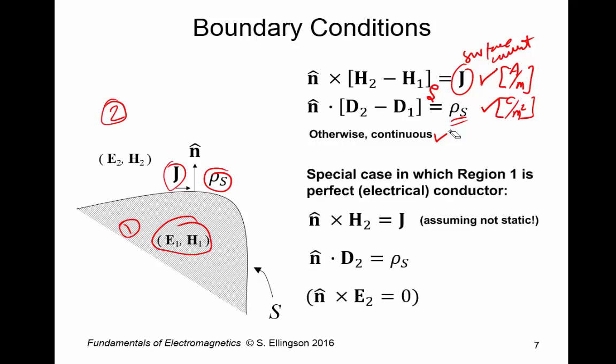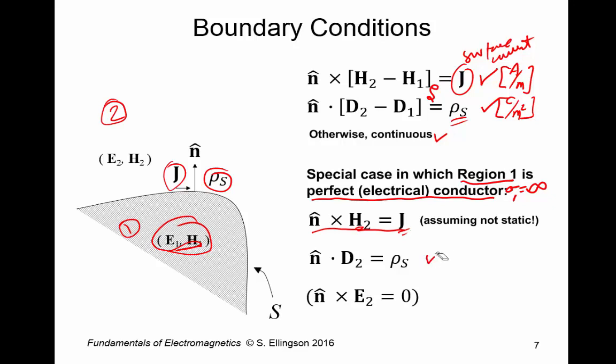Now, of course, there's an important special case here, where region 1 is a perfect electrical conductor. In other words, the conductivity in region 1 is infinite. So in the case where the frequency is anything other than 0, we know that in a perfect conductor there's no magnetic field. So H1 is 0. And we find this: N cross H2 must be equal to the surface current. In other words, that discontinuity in the magnetic field intensity must be supported by a surface current.